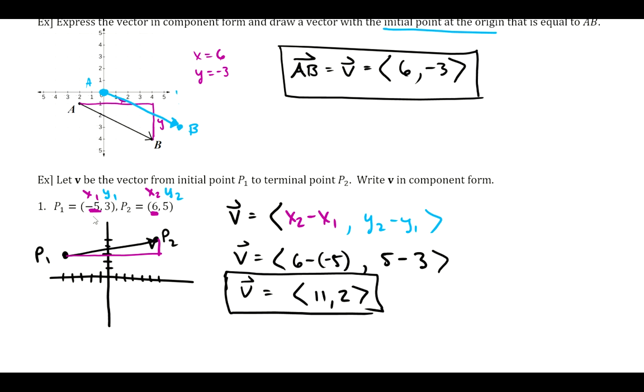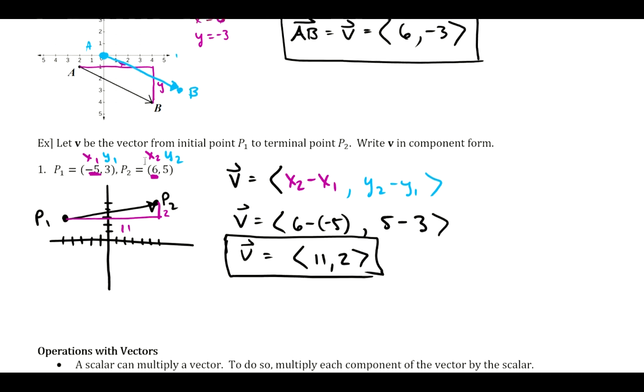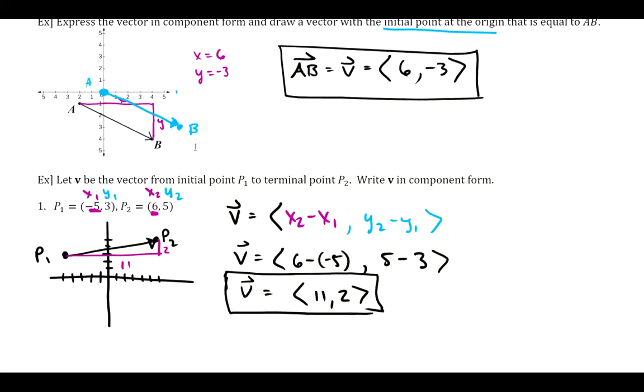And again, we could have just counted. So from -5 to 6, 5 to get to the axis, then 6 more is 11. From 3 to 5, I would go up 2. And then just make sure it's in the right order: horizontal component first, vertical component second. So that's how we can deal with these vectors for now, just representations of them.